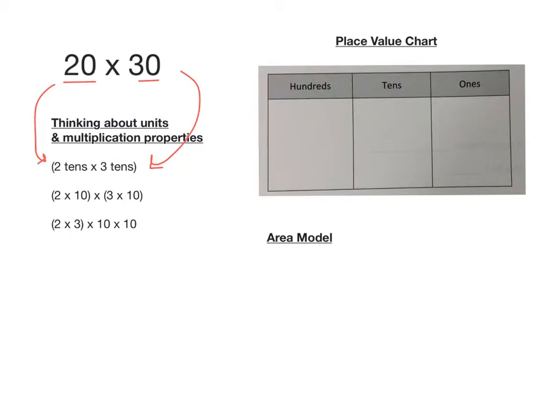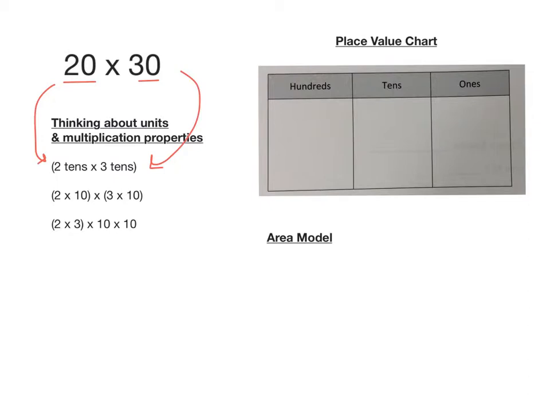Then if I have 2 tens, that's the same as 2 times 10, and 30 is the same as 3 times 10. Do you guys agree? Yes? So using the associative property and commutative property of multiplication, 2 times 10 times 3 times 10 is the same thing as 2 times 3 times 10 times 10. Do you guys agree? Yeah.